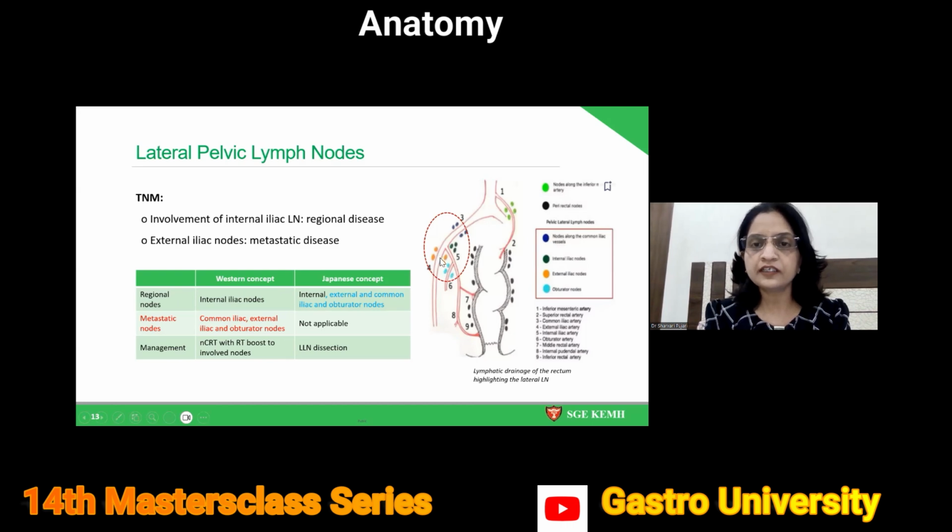However, this external group of lymph nodes near the external iliac, common iliac and obturator are considered a metastatic group of lymph nodes according to the Western concept, and TNM also considers it metastatic, whereas the Japanese consider the same as regional only. So they advocate lateral lymph node dissection. However, in the TNM guidelines, this is to be treated with chemoradiotherapy and radiotherapy to the lymph nodes.